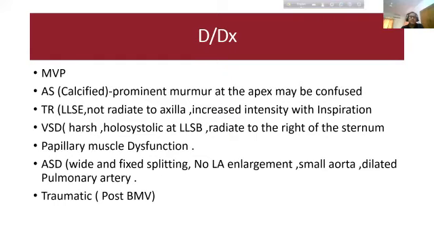LV dysfunction, in that case the pulse gradually becomes low volume, depending upon the output of the LV. How will you differentiate the cause of MR by radiation of the murmur? Can you differentiate MR by the cause of the MR?